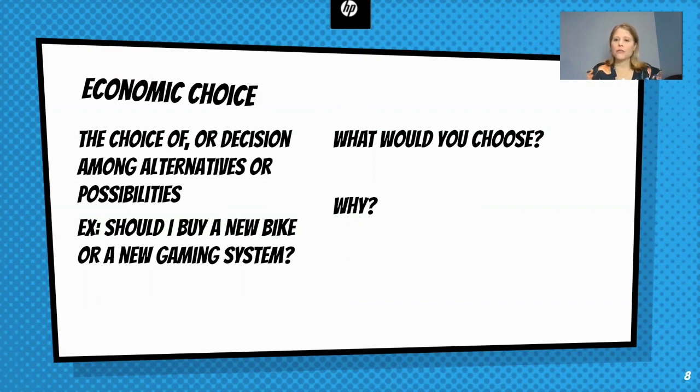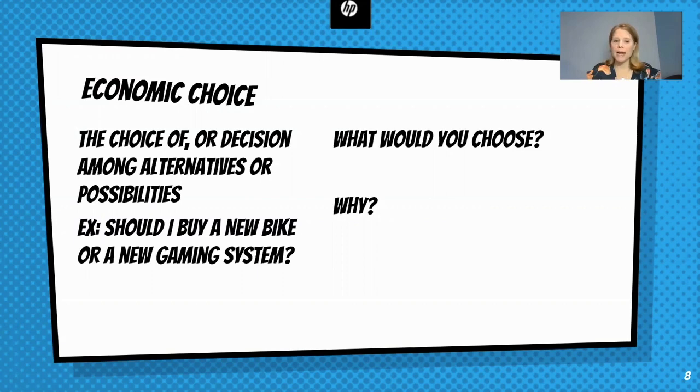Okay, so you need to think about what is your opportunity cost? Which item would you give up so that you could have the other, and why? In other words, what might be your reason for giving up the new bike for a new gaming system? Or what would be your reason for giving up the new gaming system to have a bike? Let me hear some of your thoughts.